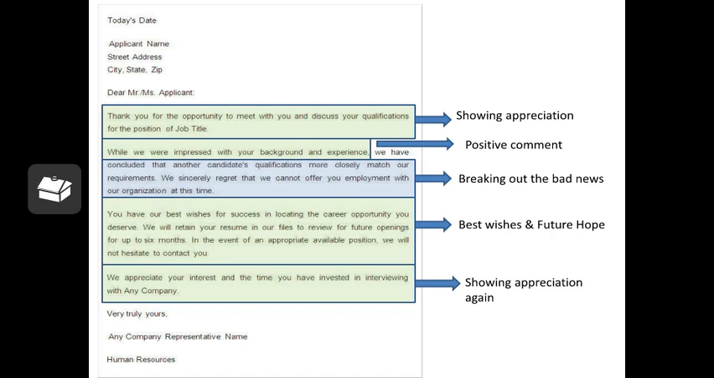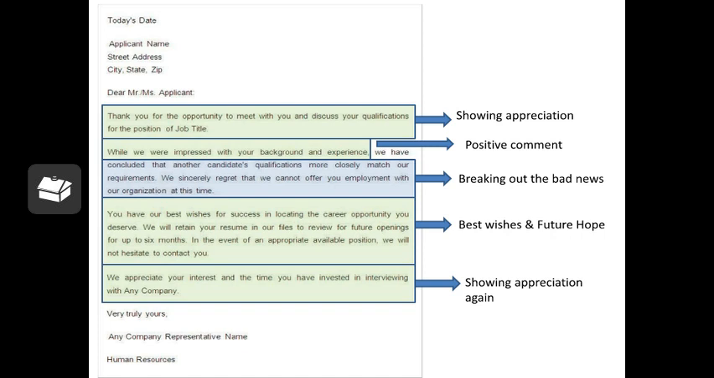Starting off with an appreciation token, such as saying, thank you for the opportunity to meet with you and discuss your qualification for the position of such and such job. And then also a positive comment on the applicant's background and experience. And then the mode switched to the real business, which is breaking out the bad news. And the company delivered the bad news by indicating their sincere regret, as being indicated here.